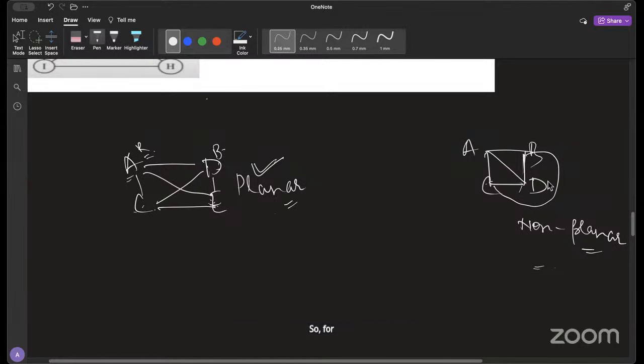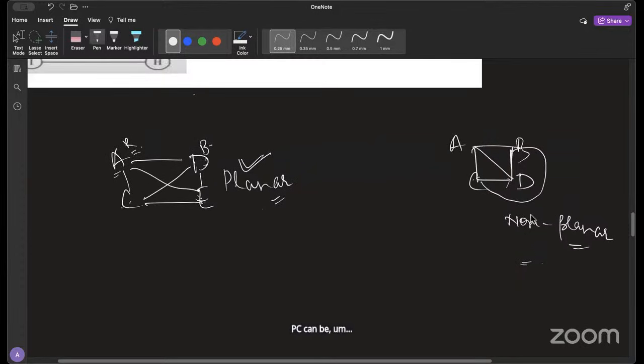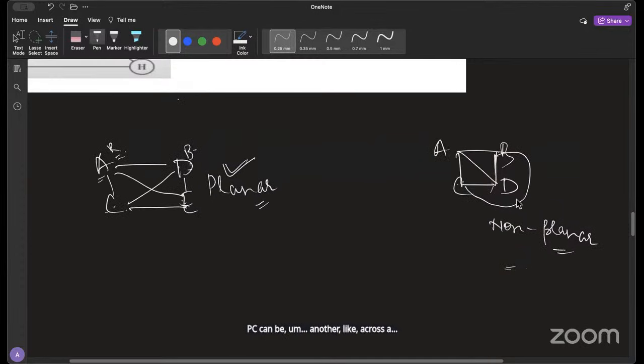So for non-planar, you will need DA, which is already there, DC, DB. A is already connected to all, and C is also already connected to all. So DC can be moved across A. This can't actually be non-planar because we've made all possible edges.